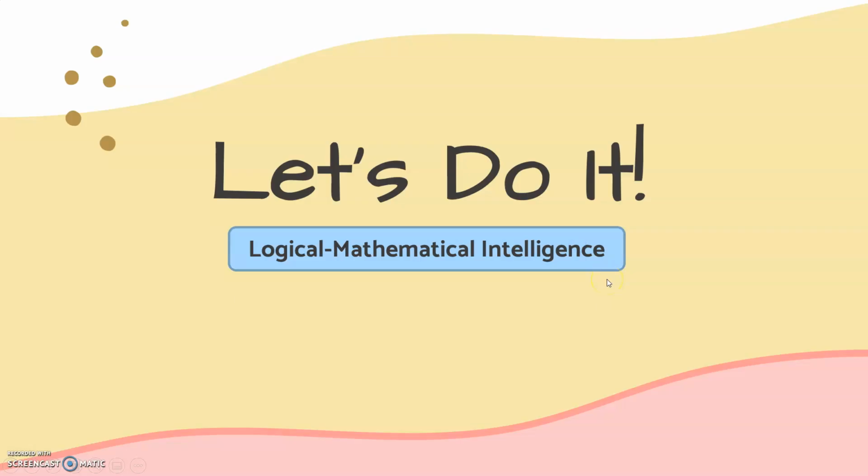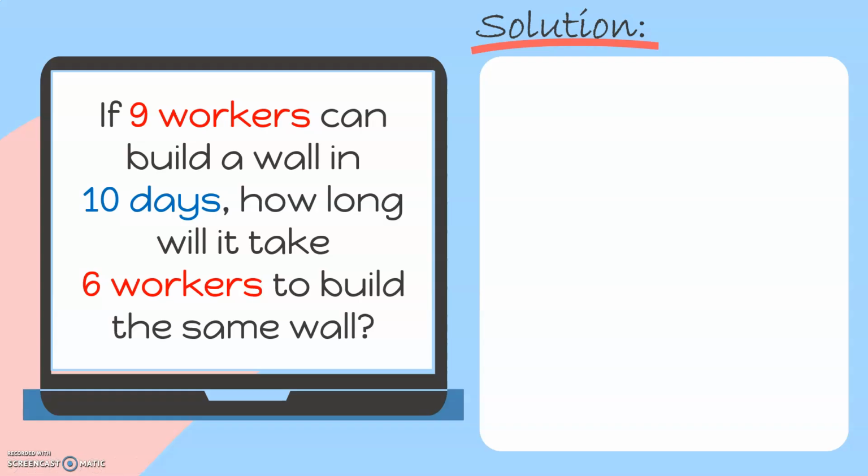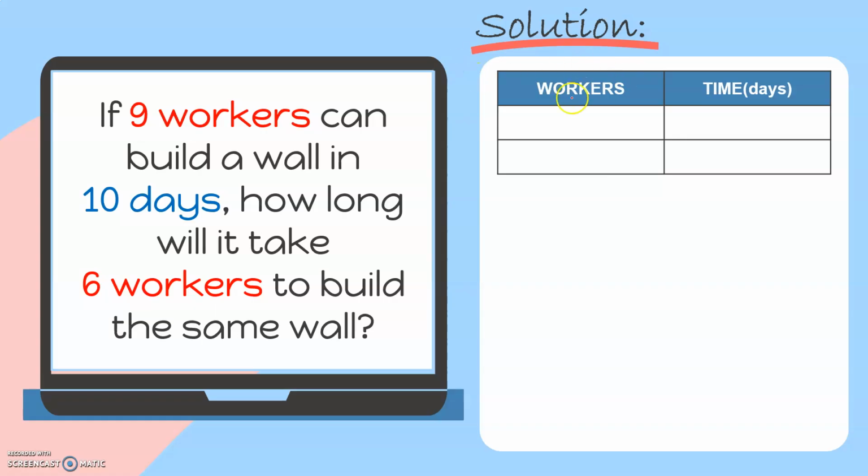Now let's try some more examples. If 9 workers can build a wall in 10 days, how long will it take 6 workers to build the same wall? Again, let's start our solution with a table. It is given that 9 workers can build a wall in 10 days. Now we are asked to find how long or the number of days it will take 6 workers to build the same wall. Ideally, if you will decrease the number of workers that will build the wall, it will take them longer period of time to finish the job.